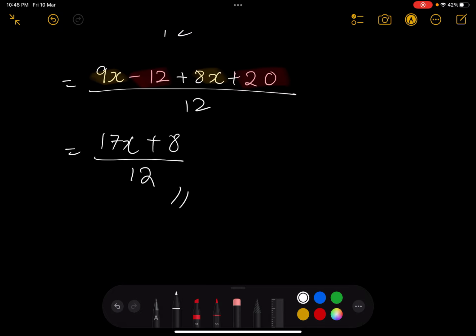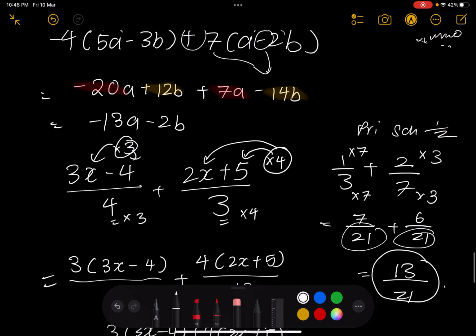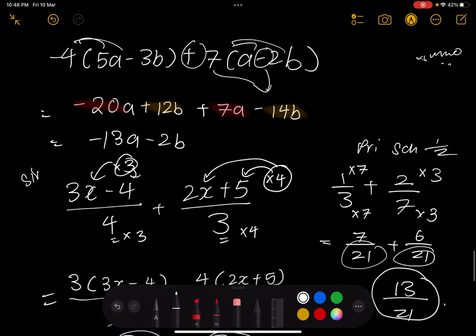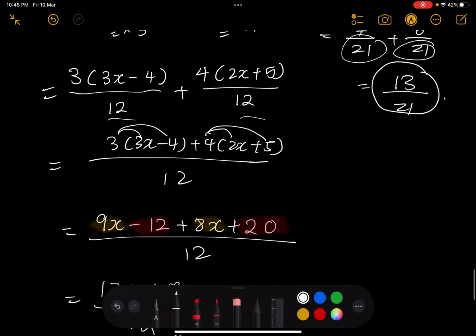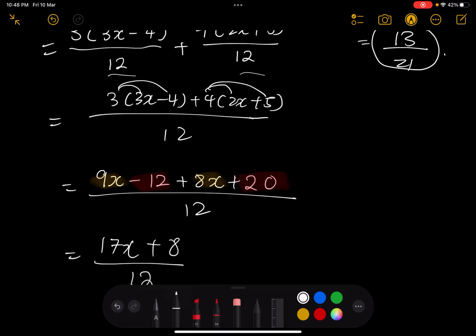Okay? So I want to simplify. Okay, so this is how you do it. Okay, very simple. Okay, you will do more practice.